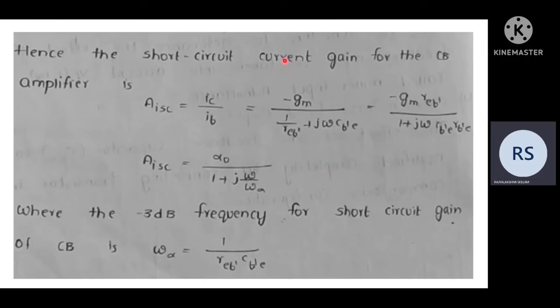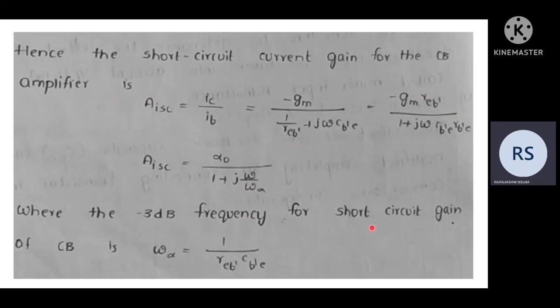Hence, the short circuit current gain for the CB amplifier is AIS equals IC by IB, which equals minus GM by 1 by RCB dash plus J omega CB dash E, which is minus GM by EB dash by 1 plus J omega CB dash E RB dash E. So AIS equals alpha naught by 1 plus J omega by omega naught.